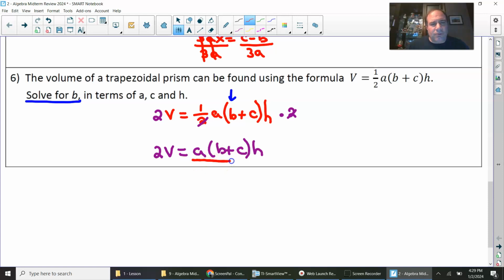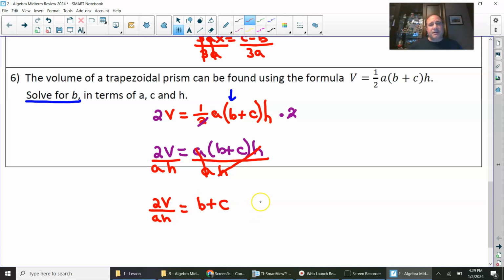So this is all multiplication, and the opposite of multiplication is division. So we are going to divide. The a cancels with the a, the h cancels with the h. So now this becomes 2v over ah equals b plus c.